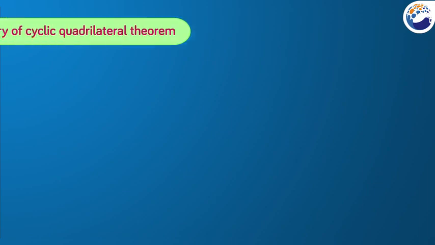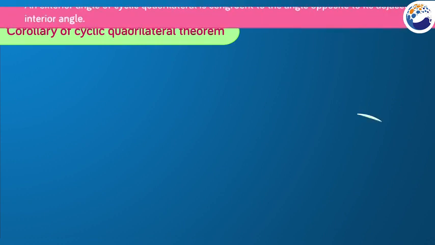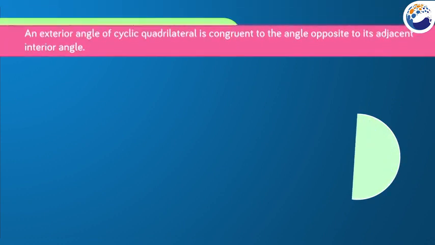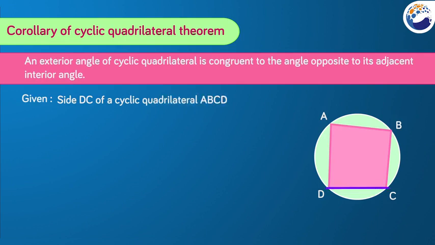Corollary of cyclic quadrilateral theorem. An exterior angle of a cyclic quadrilateral is congruent to the angle opposite to its adjacent interior angle. Given side DC of a cyclic quadrilateral ABCD is produced to a point E. To prove angle BCE is equal to angle BAD.